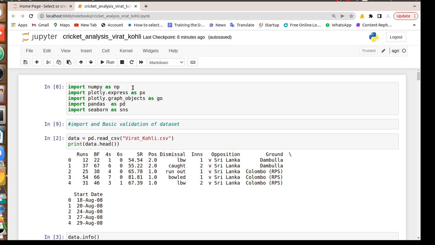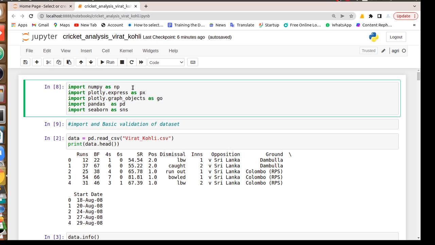Now we'll go with the code. First I'm going to import some libraries. NumPy, which we use to work with arrays and matrices. Plotly, which we use to plot graphs. Pandas, which is used to import data sets, maybe CSV, text, or Excel sheets. Then seaborn, which is used to plot good graphs. You may know matplotlib, which also plots graphs, but seaborn is better in terms of colors and style options, so we are going with seaborn.